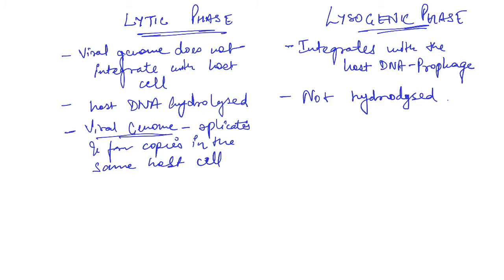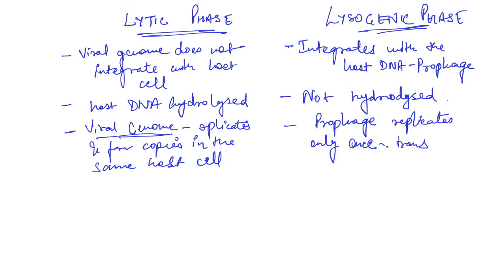But in lysogenic cycle, what happens is the prophage that is formed, the integrated viral genome and the host DNA, replicates only once, and this replication is along with the replication of the host genome, and every single particle is transferred to a daughter cell.